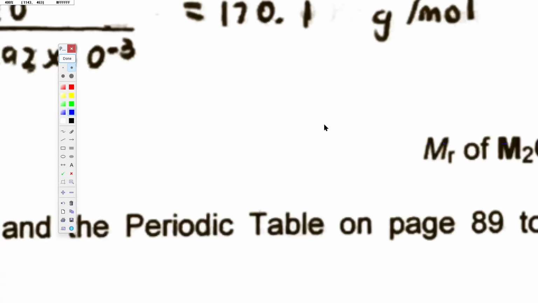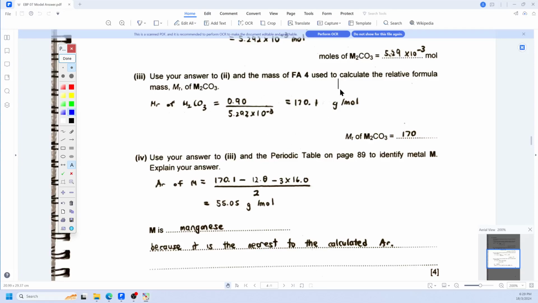Now, after that, what happens is that you have 0.90. Why is this 0.90? Because this 0.90 is the mass of the carbonate. That's why initially you have the mass of the container with the carbonate minus the mass of the empty container, because you want to find out the mass of the carbonate before it reacted. Okay, 0.90 over the moles of the metal carbonate, you get 170.1.